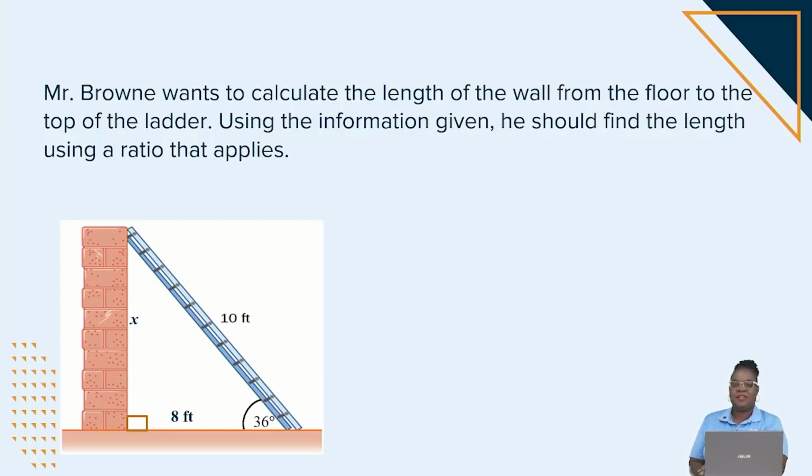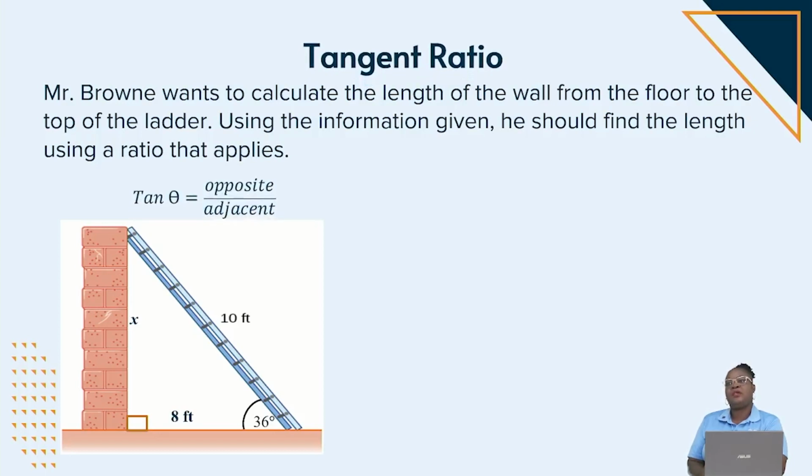Our hypotenuse is 10 feet, and this time we are given an angle. To apply a trigonometric ratio, or a trig ratio, we need an angle. So the given angle is 36 degrees. Therefore, 8 feet is our adjacent side. We would have to apply a trig ratio that incorporates opposite and adjacent, or opposite and hypotenuse. Our first trig ratio we're going to look at is the tangent ratio. Remember, the tangent ratio is opposite divided by adjacent.